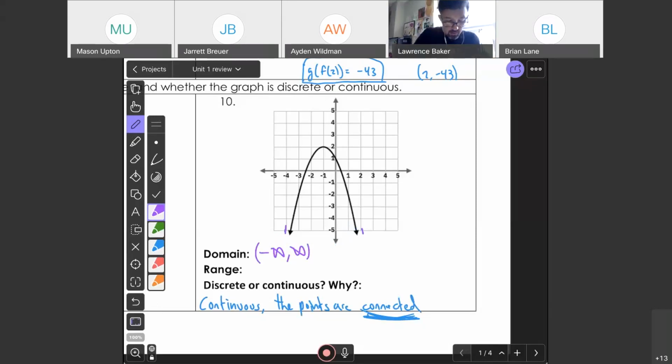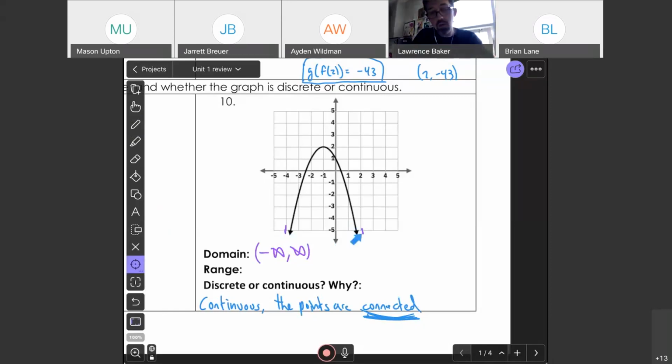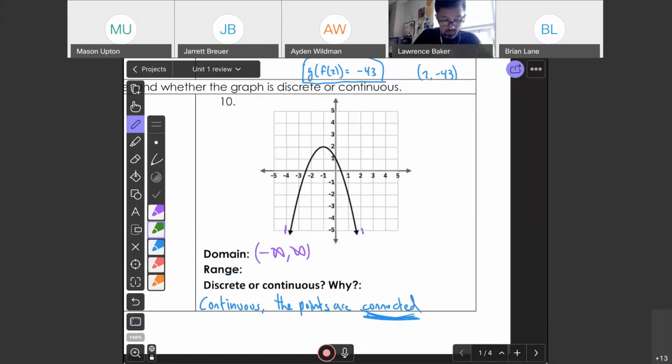Okay. I don't care that this arrow is going down. I care that it's going left. I don't care that it's going down. I care that it's going right. Because that's what domain is about, left to right, x values. Okay. What's my range? What are my two words for range? Lowest to highest.